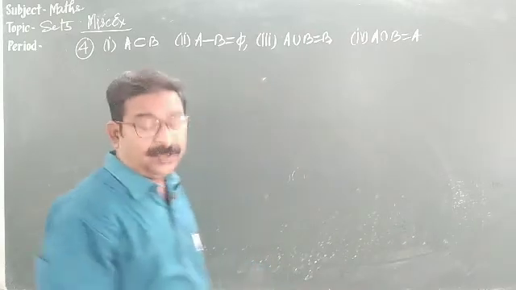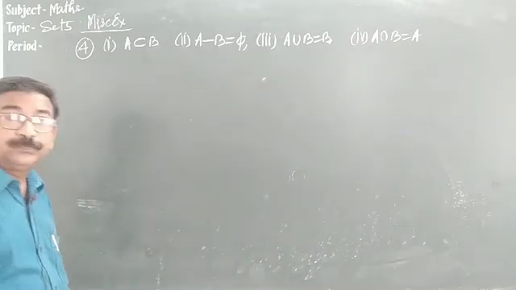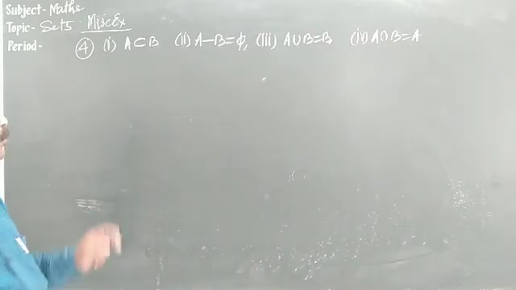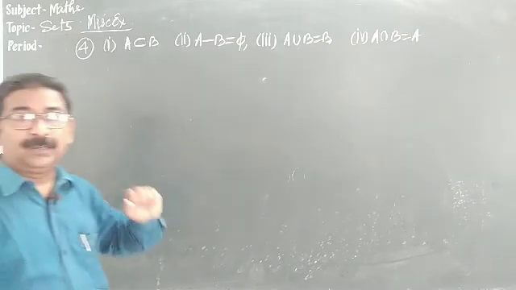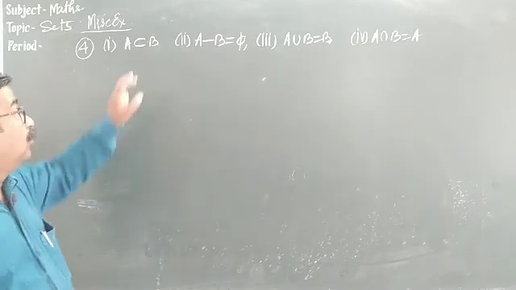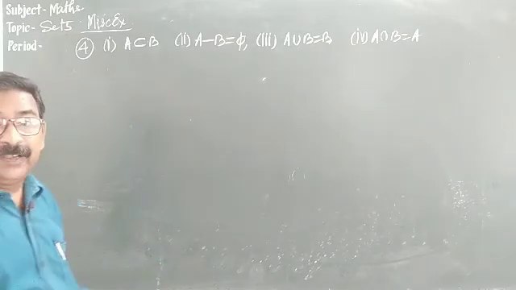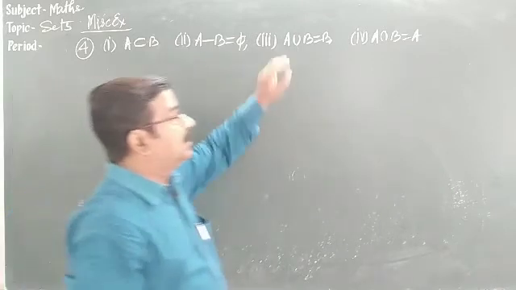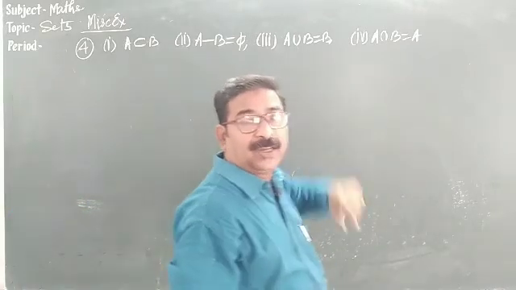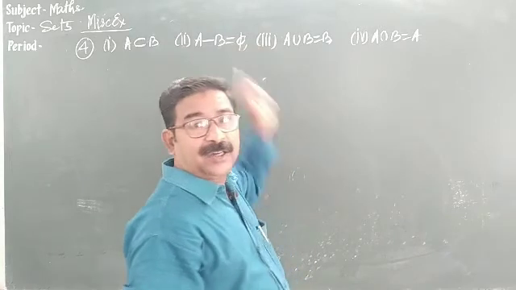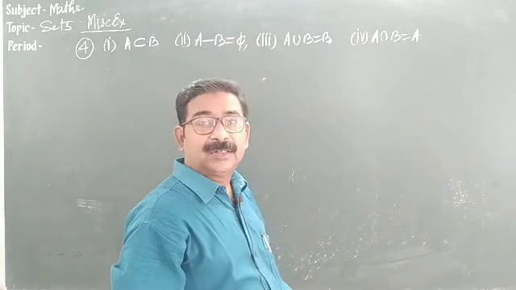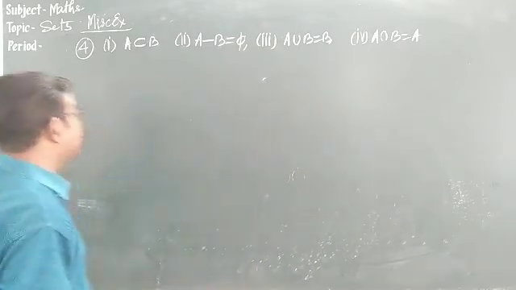So how to show it? See, we take 2 conditions together. We will show first and second are equivalent, second and third are equivalent, third and fourth are equivalent, fourth and first are equivalent. Is it? So how to write?